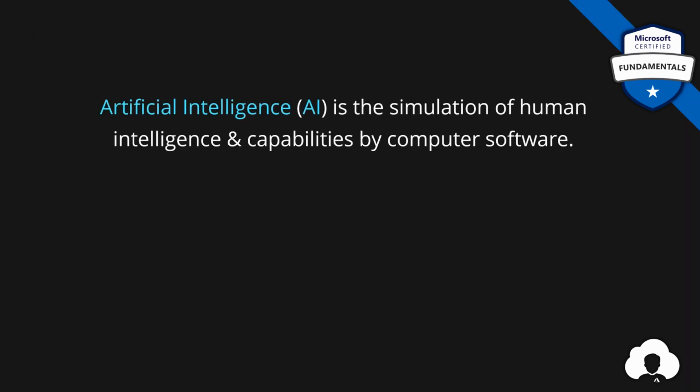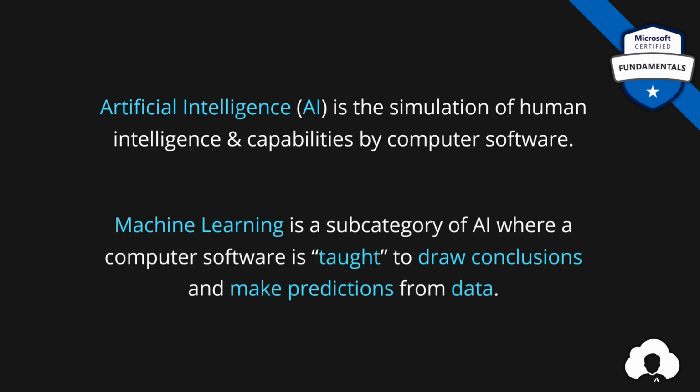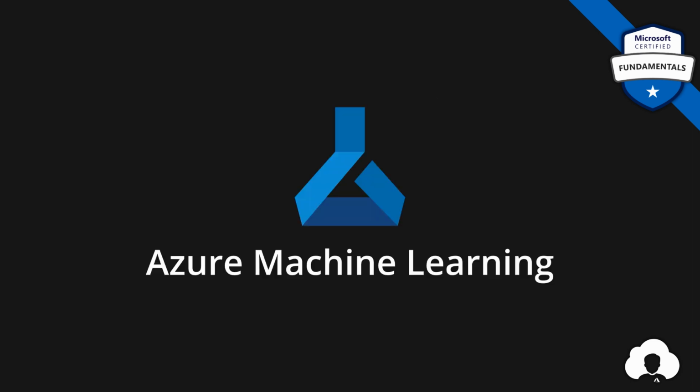AI is a branch of computer science where we use our software to simulate human intelligence and capabilities, whereas machine learning is a subcategory of AI where we use that software and we teach it to draw some conclusions and make some predictions based on our data. And the process of teaching the software to do that is called building a model. And the key service to do that in Azure is called Azure Machine Learning.